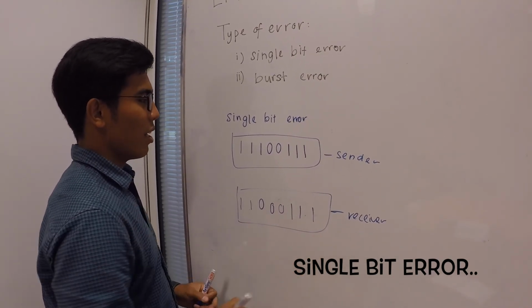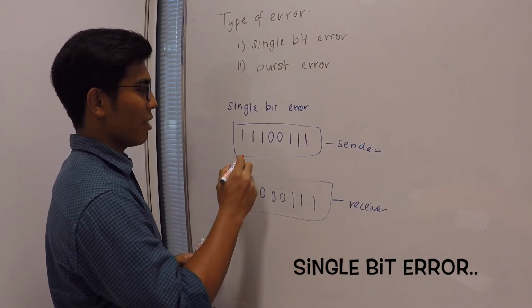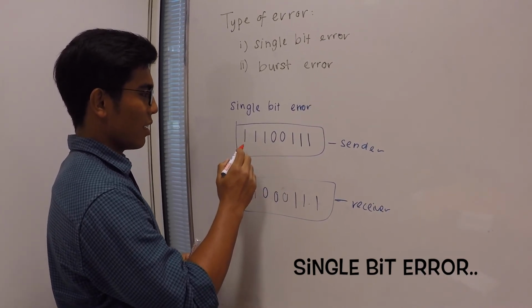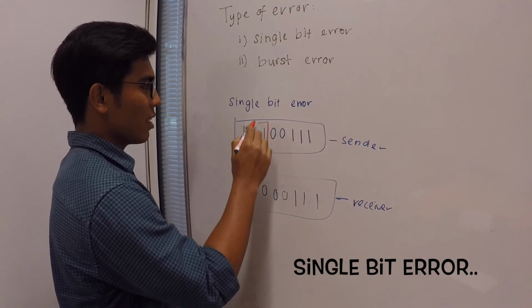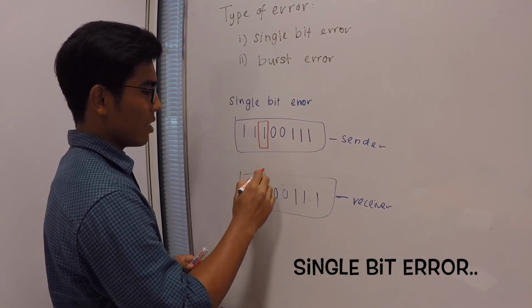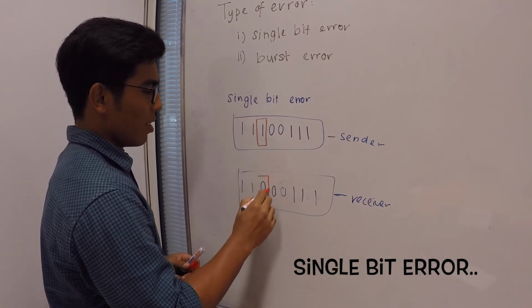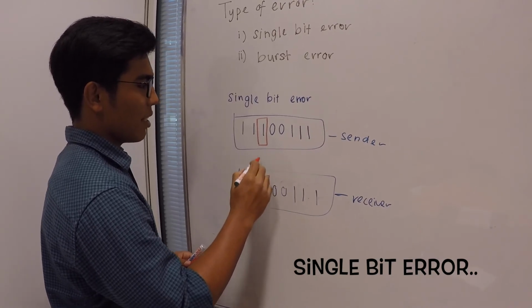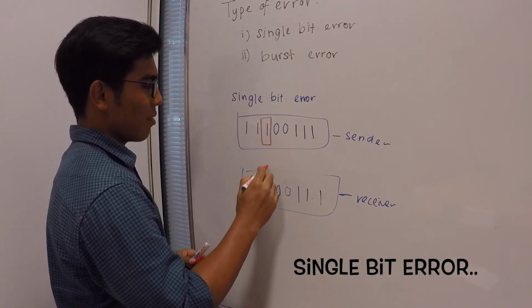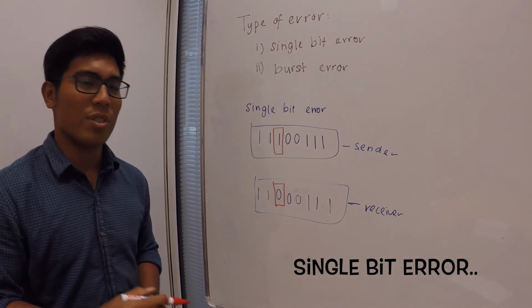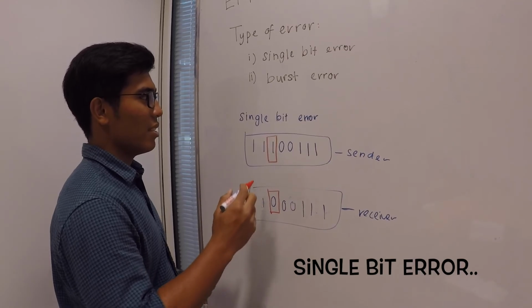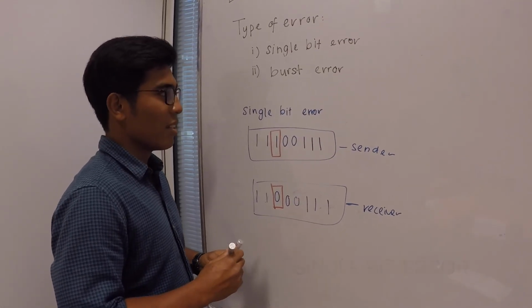This is the example of single bit error, where the data unit goes from the sender to the receiver, and in the data unit, for example the third bit from the sender is changed from 1 to 0 at the receiver, meaning the receiver does not receive what it is supposed to receive from the sender. So this is the example of single bit error.